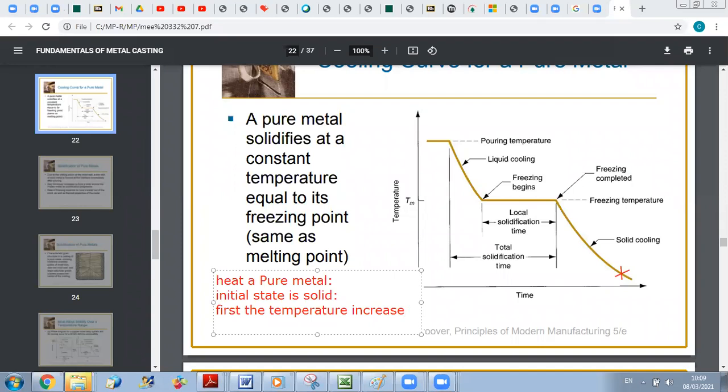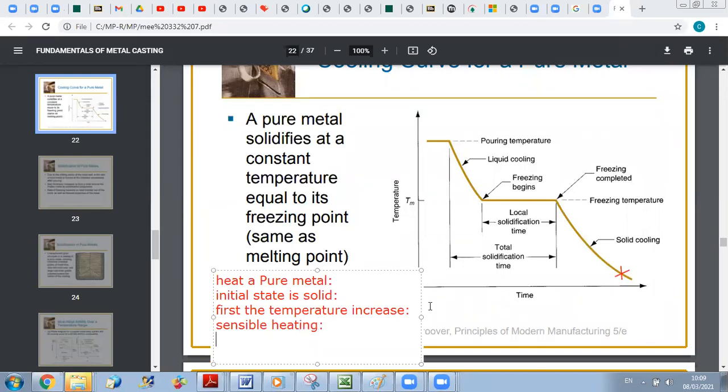So why do we say sensible? Because I am seeing that the temperature is increasing. So this is called sensible heating. And the formula for sensible heating is the following. When you provide heat, what is the unit of heat? Joule, energy. It's in joule. This energy is increasing the temperature, so we call it sensible heat.